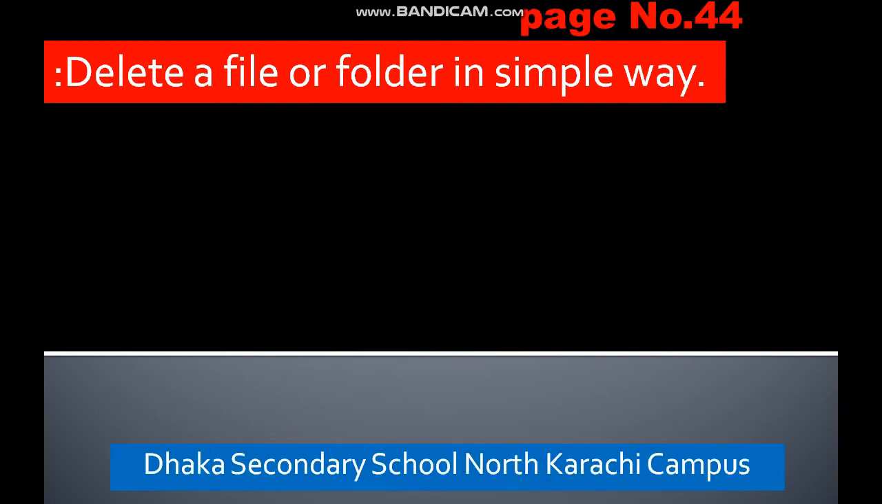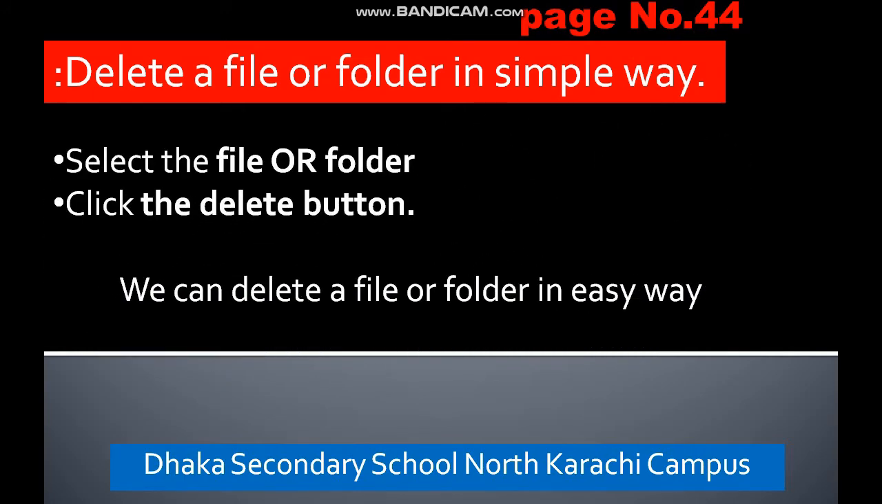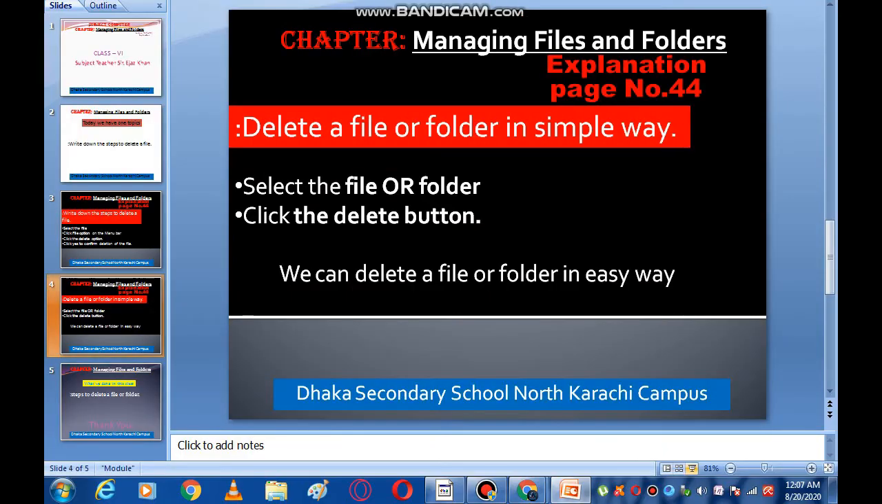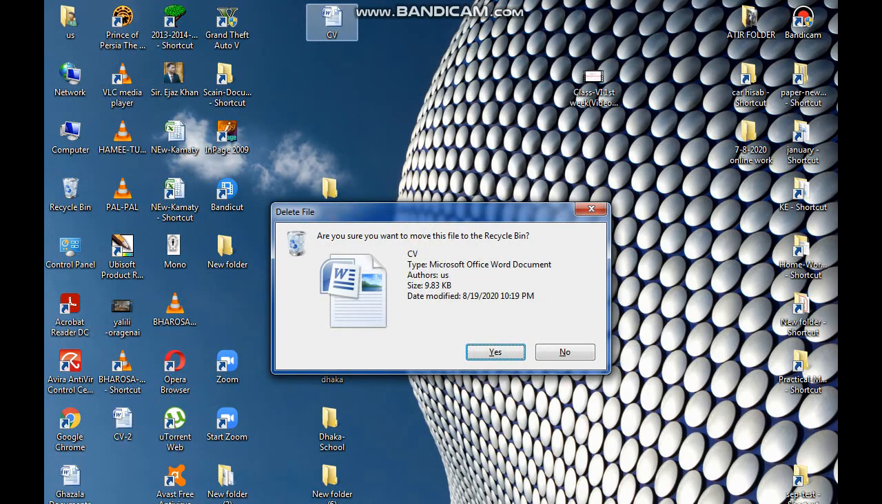Another way to delete a file or folder. Select the file or folder. Click the Delete button on the keyboard. We can delete a file or folder in an easy way. Go to the desktop. Select the file. This one. And click the Delete button on the keyboard. And press Yes to confirm.